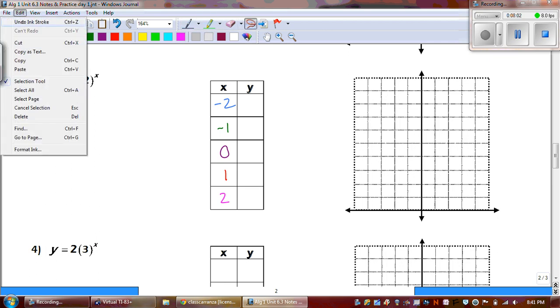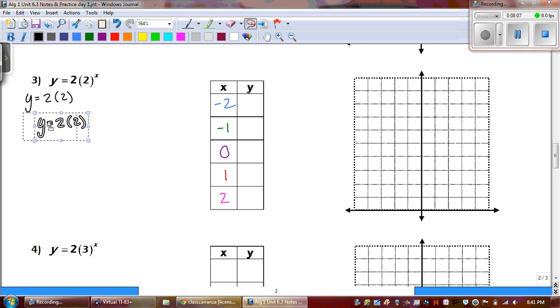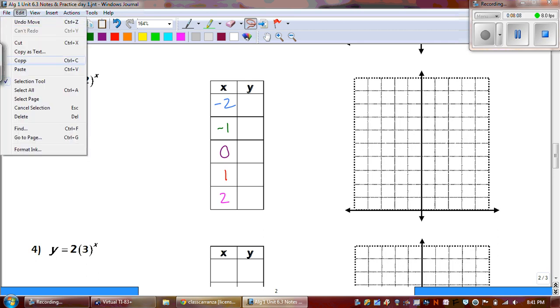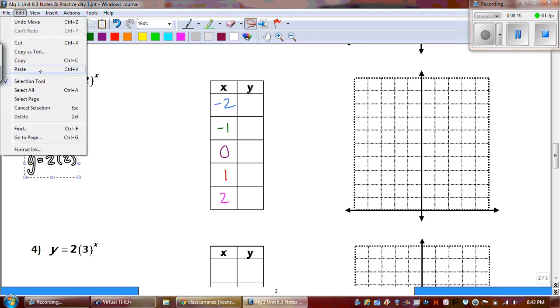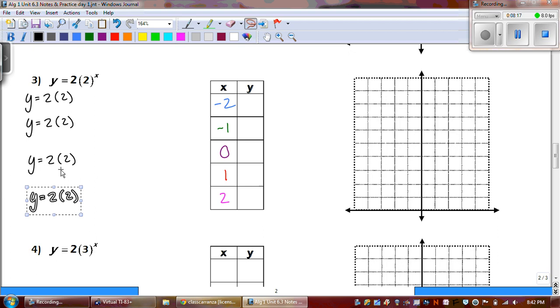I bet you guys can do this part right here. Copy, boom, paste. Edit, paste. Oh my gosh, Mr. Grice, how are you doing that so fast? You know, sometimes technology can be really nice.